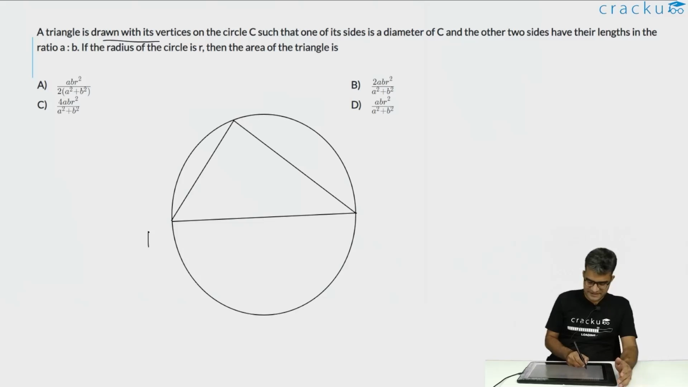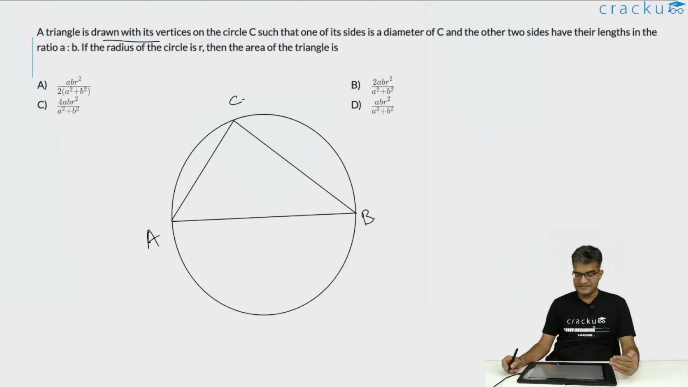Let us assume that this is A, this is B, and this is C. Now, if this is the diameter, we know that angle C has to be 90 degrees. Why is that the case? Because the angle subtended by a diameter on the circumference of a circle is always 90 degrees.